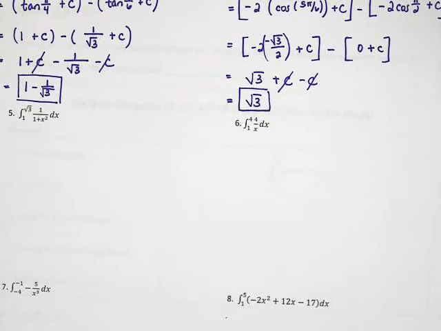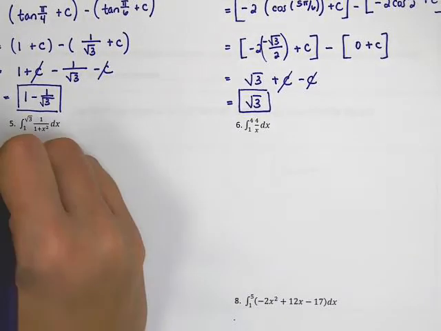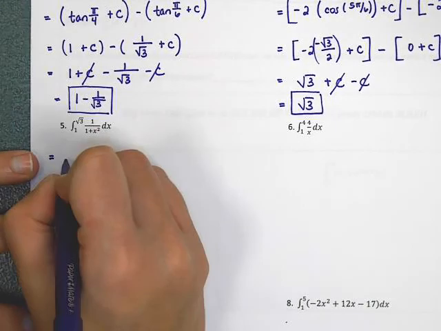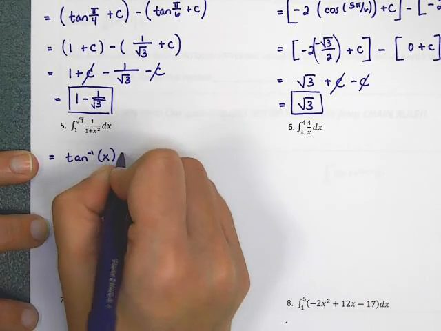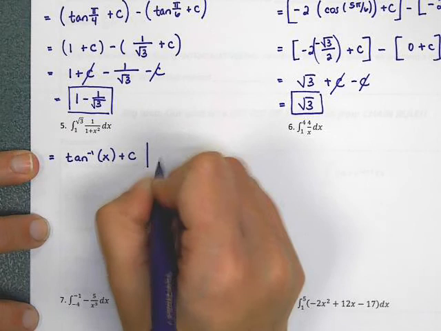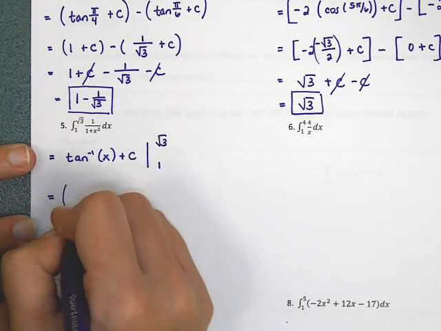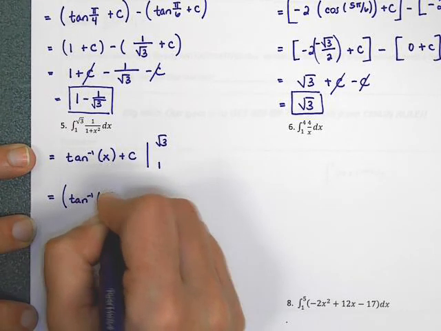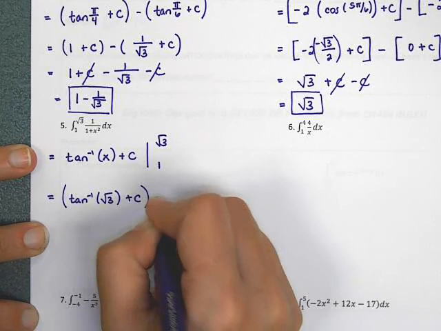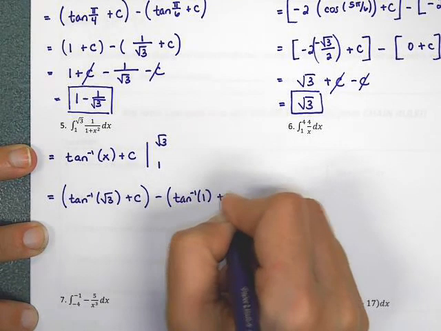For number 5, if I want to know the integral between 1 and root 3, the first thing I need to know is the antiderivative, and the antiderivative of 1 over 1 plus x squared would be inverse tangent of x plus c evaluated between 1 and the square root of 3. So I would plug in the square root of 3 first, plus c minus inverse tangent of 1, plugged in second, plus c.